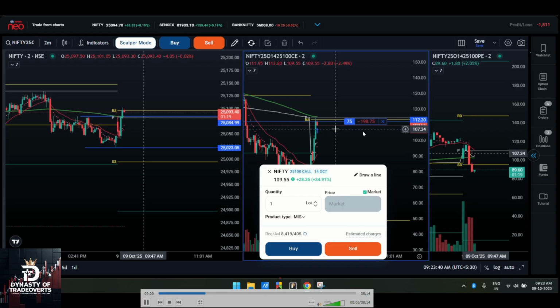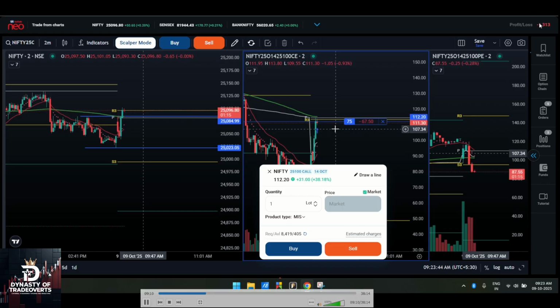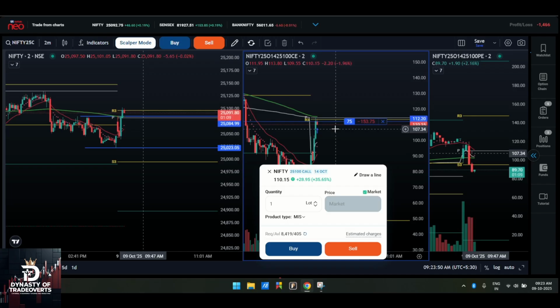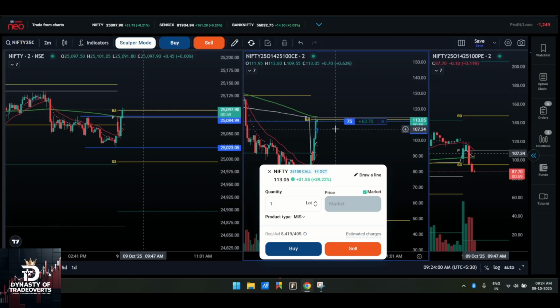And the moment I took this trade, my target is to cover this loss, nothing else. I am not fixing my target, I'm not checking any levels. I just want to recover this loss. So however many points it is going to take to recover this loss, that is what I'm trying to hold till I recover this loss.